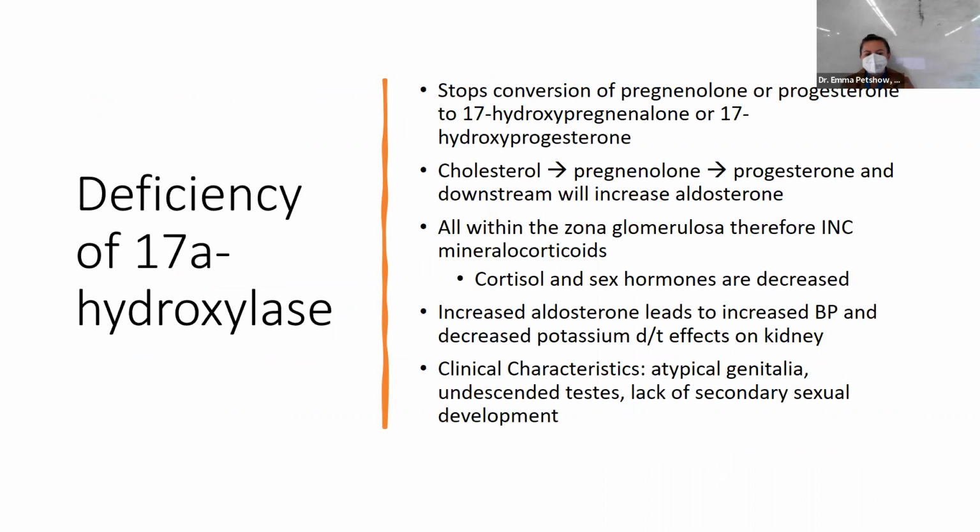So deficiency of 17-alpha hydroxylase is going to stop that conversion of pregnenolone or progesterone to the 17-hydroxy forms of themselves. So what you'll have then is you'll have cholesterol becoming pregnenolone, maybe becoming progesterone, and then downstream will lead to aldosterone. And we'll look at that pathway next. But that's the only pathway that's not blocked by this 17-alpha hydroxylase deficiency. So there's only one direction for us to go. If you're creating cholesterol and you're moving down adrenal synthesis, you're going to move down into aldosterone synthesis, because it's the only thing not blocked, okay?